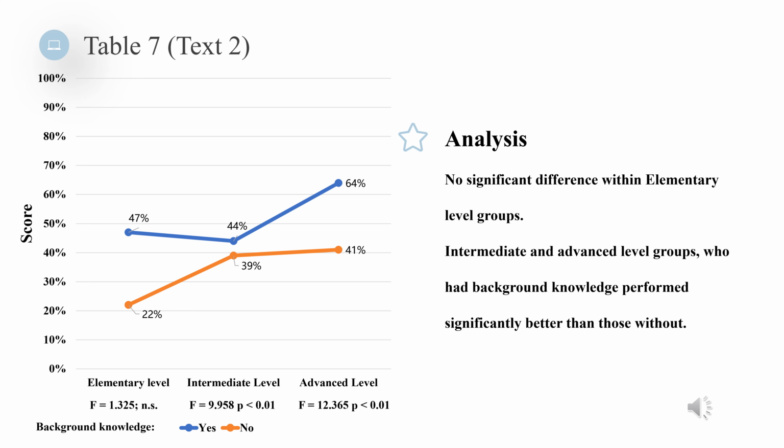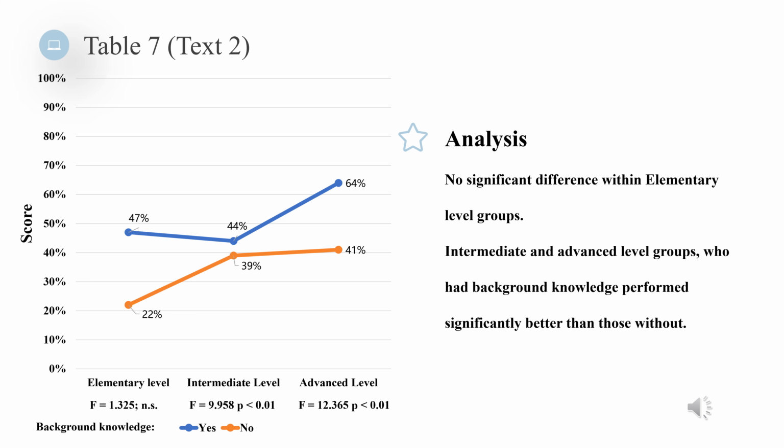We can notice that for the elementary level groups, the one with background knowledge had a mean score of 47%, while their counterparts only have 22%. But it doesn't mean that there's a significant difference within the elementary level groups, because the F-value was quite small, which means there's no significant difference within the elementary level groups.